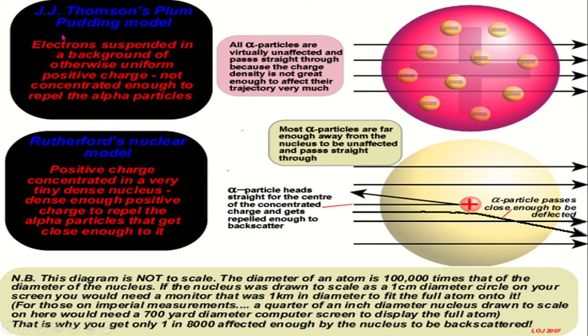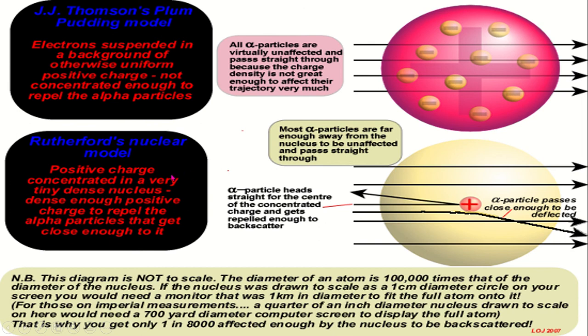According to the plum pudding model, electrons are suspended in a background of uniform positive charge, not concentrated enough to repel the alpha particles. So all alpha particles are virtually unaffected and pass straight through, because the charge density is not great enough to affect their trajectory very much. So look, here the alpha particle goes straight.